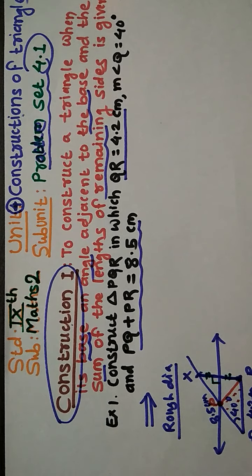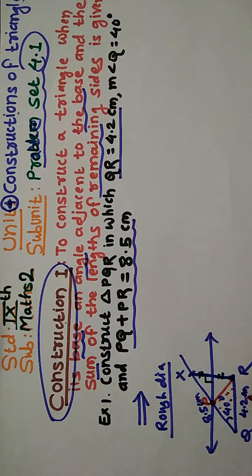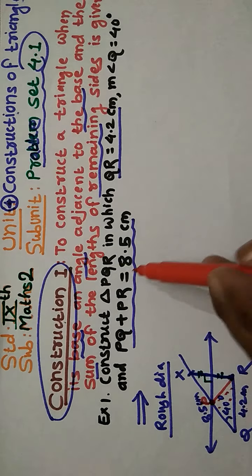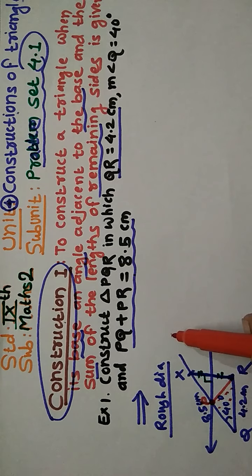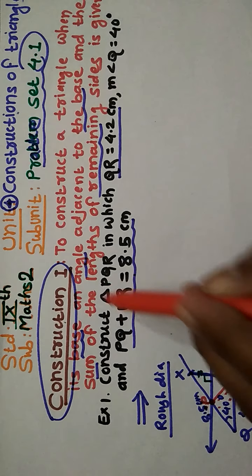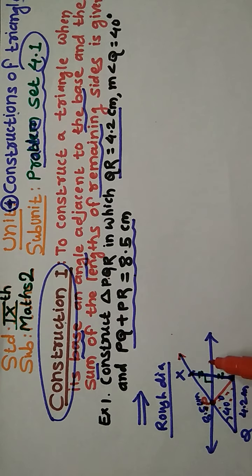Means how can we draw? First draw segment QR having length 4.2 centimeter. Then draw angle Q which has measurement 40 degree. Take the sum on this ray, 8.5. Write here a point other than P, Q, R. We name here point X.